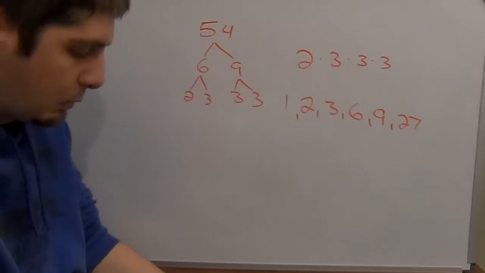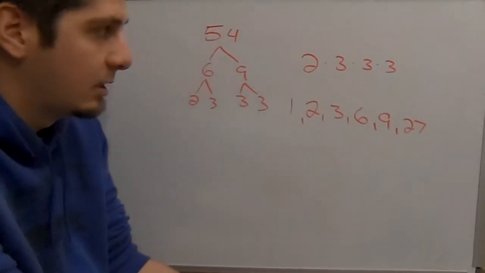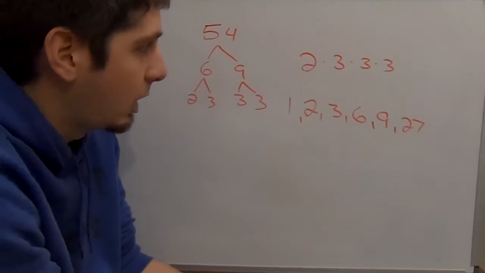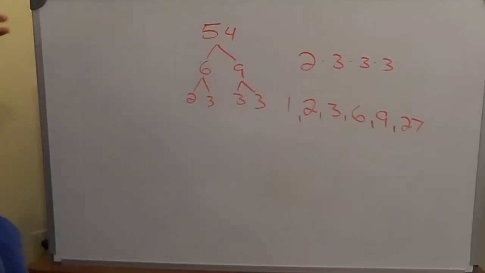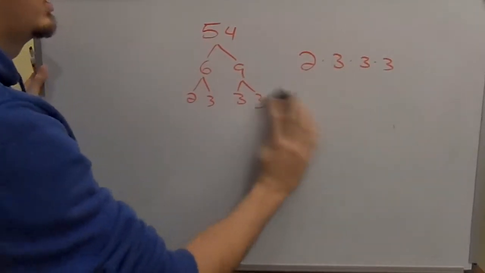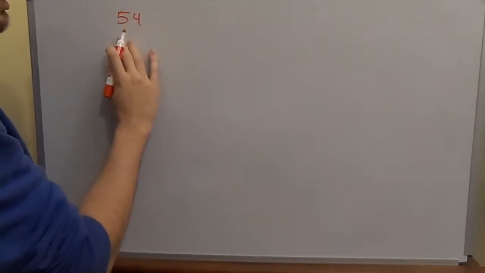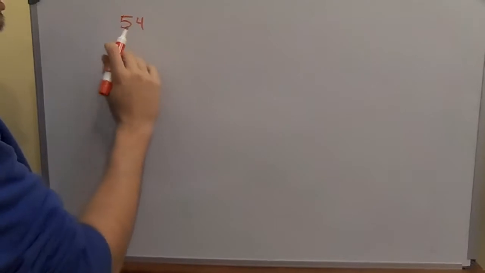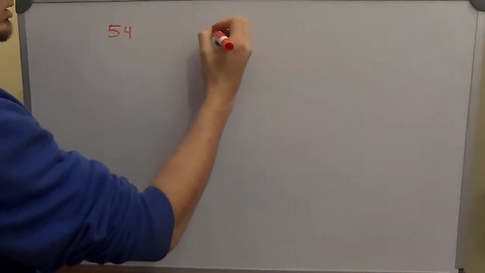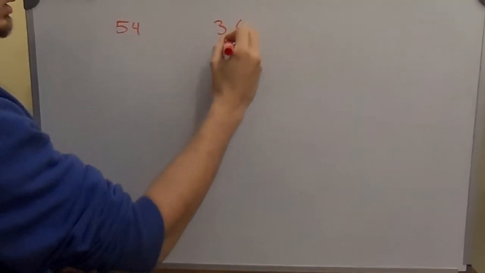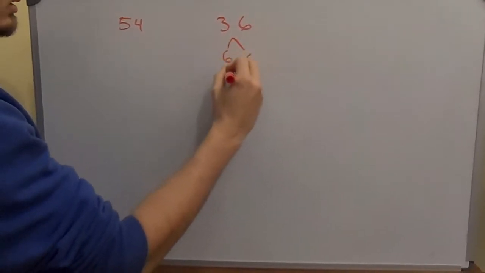So how is that important? How is that helpful in finding the greatest common factor of two numbers? Well, let's take a look at two numbers and find out. If we take the number 54, and we'll go with 36, we'll break those down.